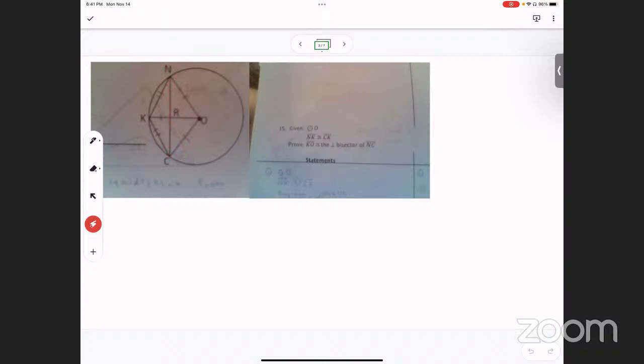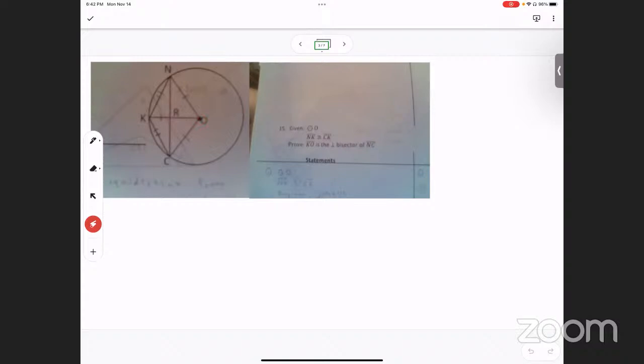Say it one more time. I'm trying to visualize what this is saying. If 2 points are each equidistant from the endpoints of a segment, then the two points... stop there. If 2 points are equidistant from the endpoints of a segment, are we talking about this segment and the 2 points being N and C? Or are we talking about this segment and the endpoints being K and O?